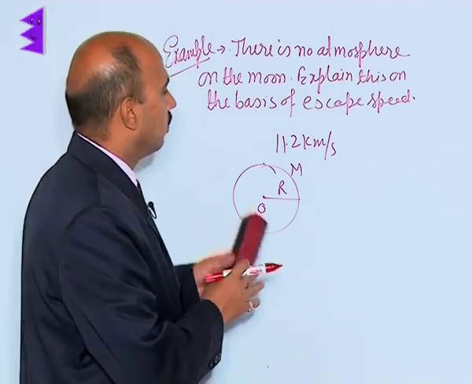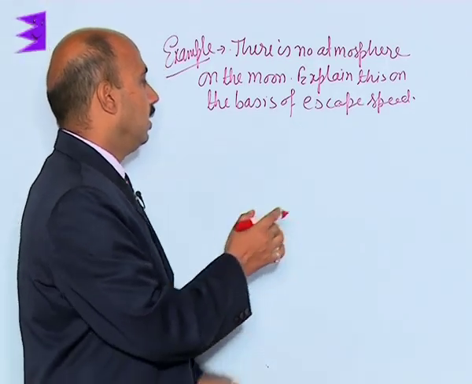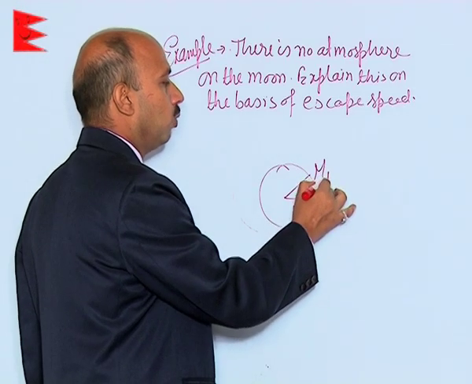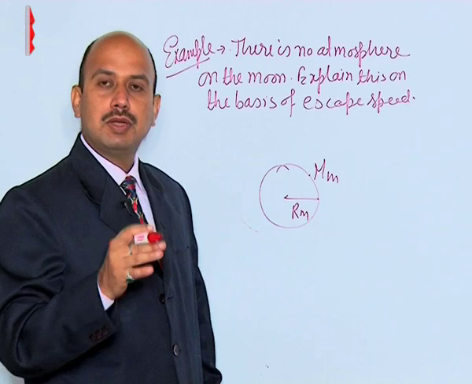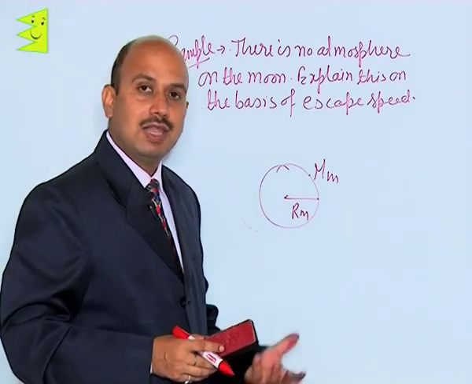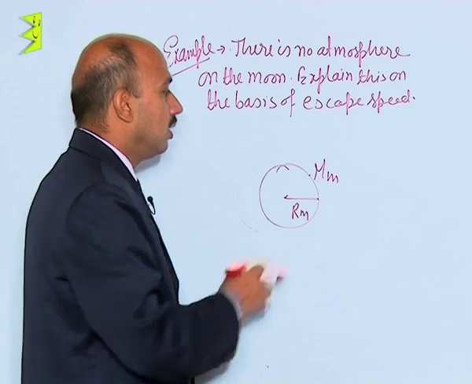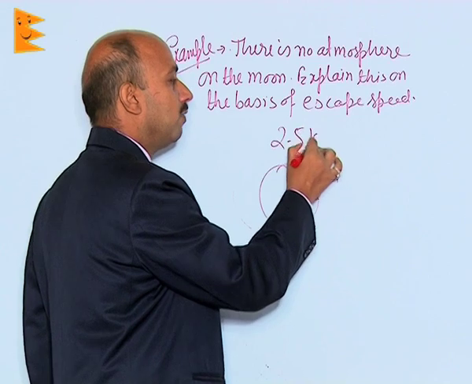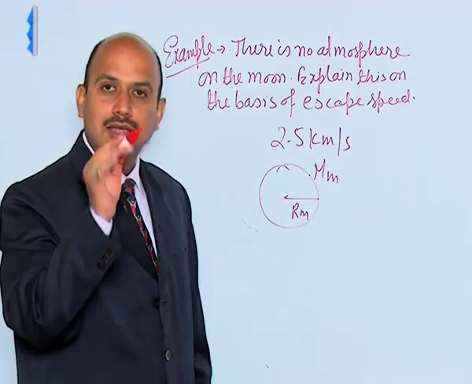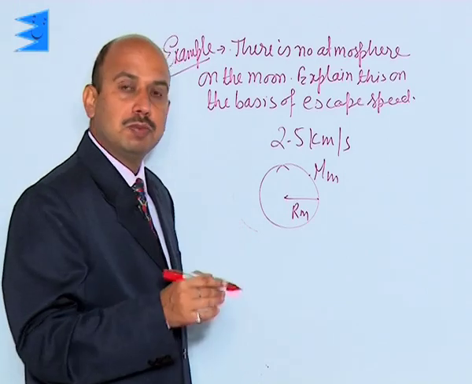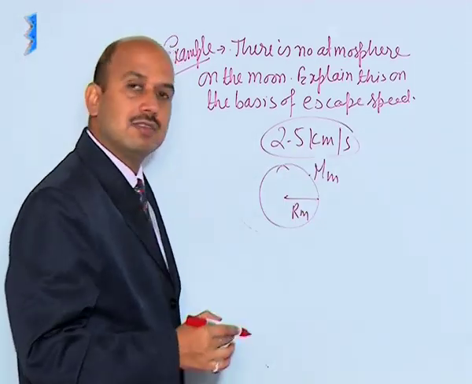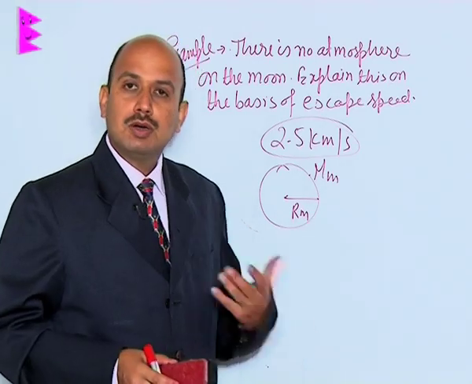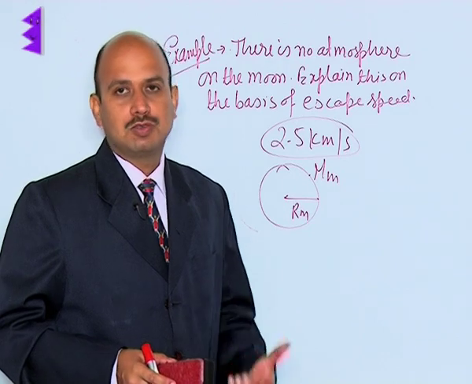Now, see about the moon. What happens in the case of the moon? In the case of the moon, this is the radius of the moon and the mass of the moon. Both, as compared to Earth, are very less. Because of that, the escape speed on the surface of the moon is around 2.5 kilometer per second, and gases have thermal speed more than this. So all the gases which constitute atmosphere escape from the gravitational field of the moon. As a result, the moon has no atmosphere.